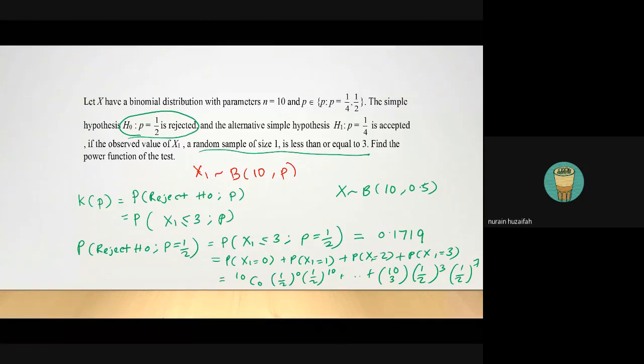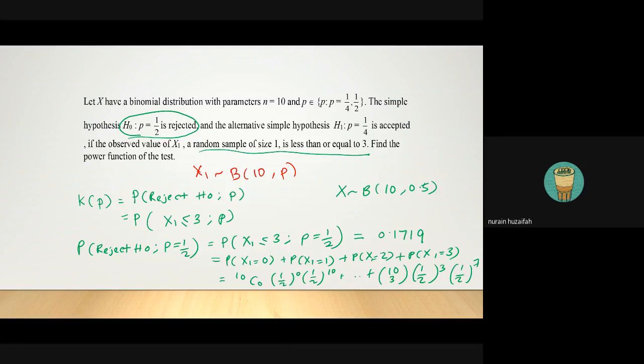So this one again, probability of rejecting H0 when your true parameter p is equal to 1/2. Use your cumulative binomial probabilities, X1 less than or equal to 3, so find n equals 10, p equals 0.5, k equals 3, so it gives you the direct answer 0.1719. But if you don't have your stats table, you can compute manually, substituting in the formula for the binomial probability.